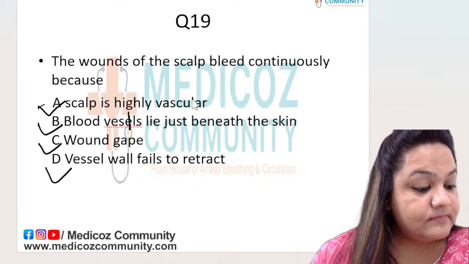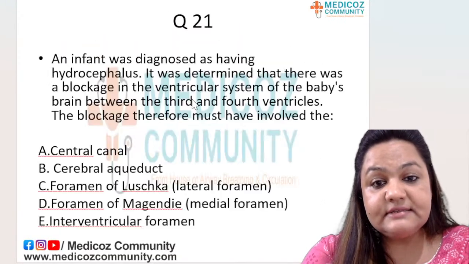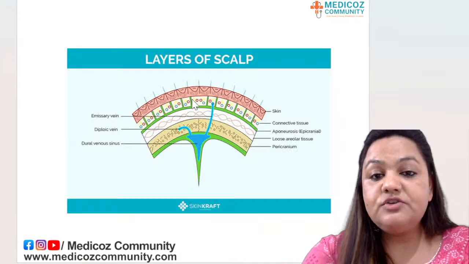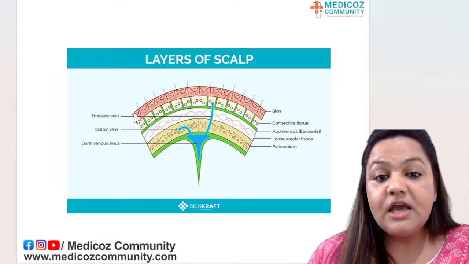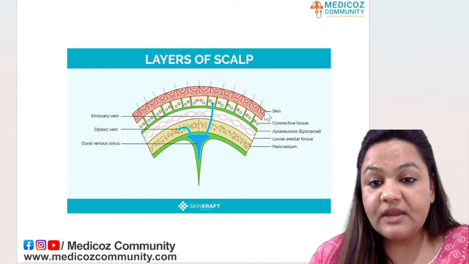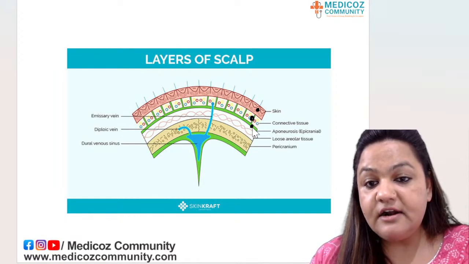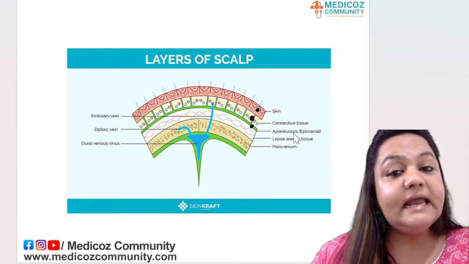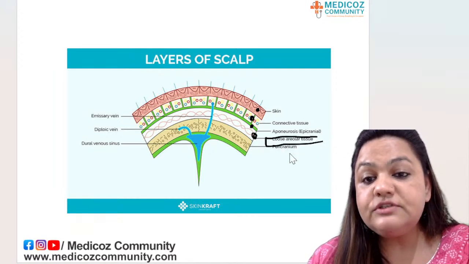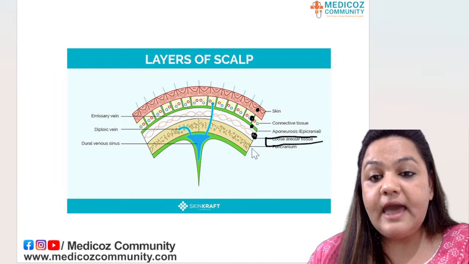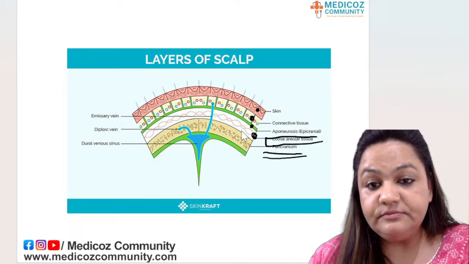Okay, for that we will discuss the layers of the scalp. Here you can see the diagram showing the layers of the scalp. The scalp has 5 layers. Skin is the first layer, then the layer of connective tissue, which is the second. The third layer is aponeurotic, also known as the galea aponeurotica. The fourth layer is the layer of loose areolar tissue. And the fifth layer is the pericranium. So these are the 5 layers here.